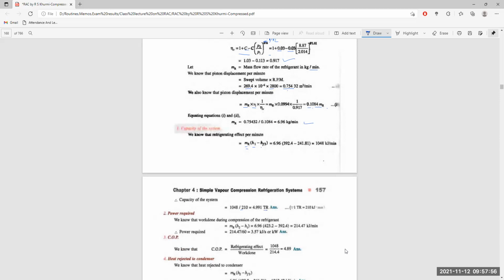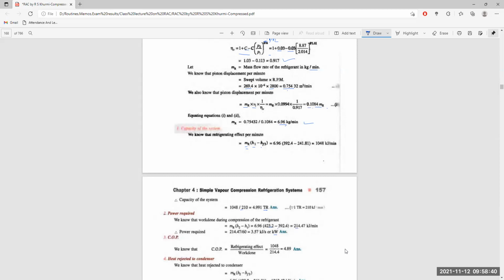And the power required: we have to calculate the work done during the compression stroke of the refrigerant. We know the mass flow, 6.96, multiplied by H2 minus H1, the enthalpy at the outlet of the compressor minus the enthalpy at the inlet of the compressor. This put together is equal to 2.14.47 kilojoule per minute. So for the power, we divide by 60 to make it kilojoule per second, which is equal to kilowatt. That is 2.14.47 divided by 60, equal to 3.57 kilojoule per second.